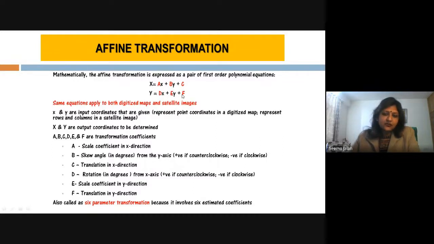Now you all must be knowing, as I said, I'm not very good at mathematics, that to estimate these 6 coefficients, you need to have 6 equations. So with one pair of coordinates, I have 2 equations. So for 6 coefficients, I need to have 3 pairs of input coordinates. One pair of coordinates will give me 2 coefficients, so 3 pairs of coordinates will give me 6 coefficients.